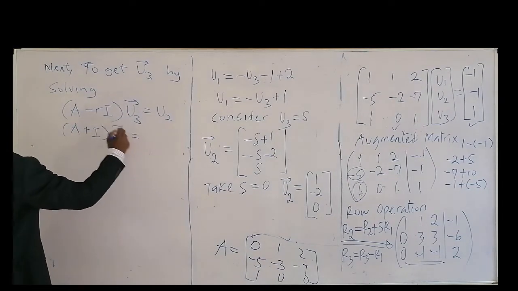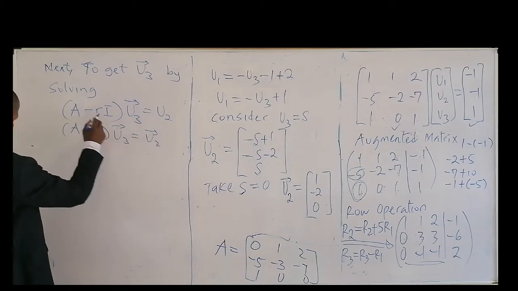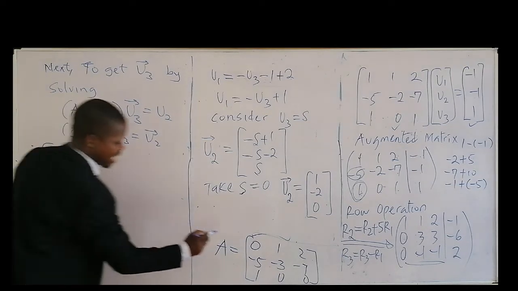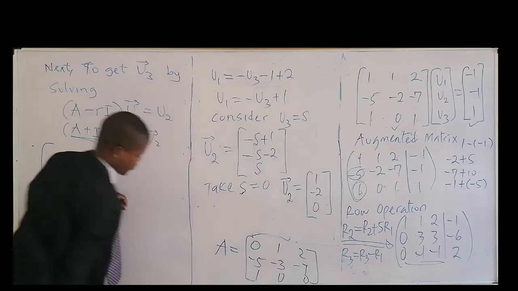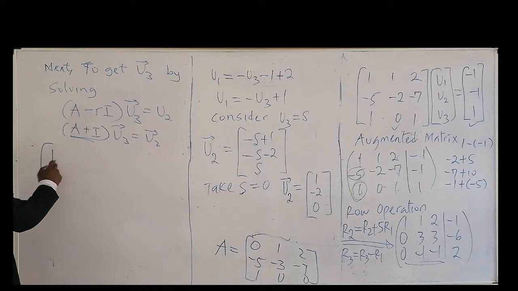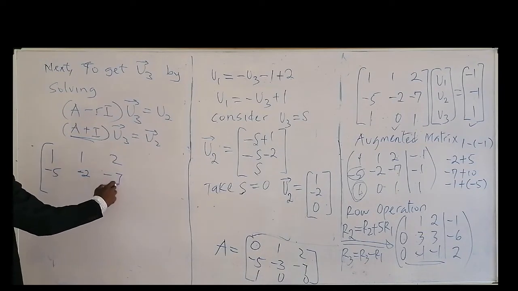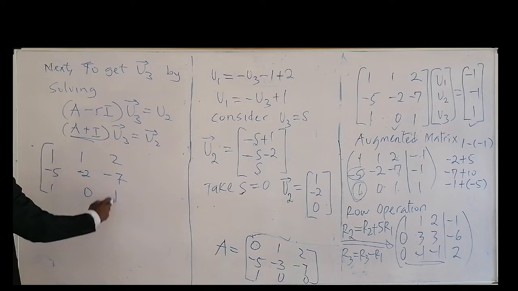U3 equal to U2, because your R is minus 1. Okay? So let's do that. So this will be equal to what? This expression means your main diagonal will be plus 1, plus 1, plus 1. So that will be 1 here, 1, 2, minus 5, minus 2, minus 7, 1, 0, 1.